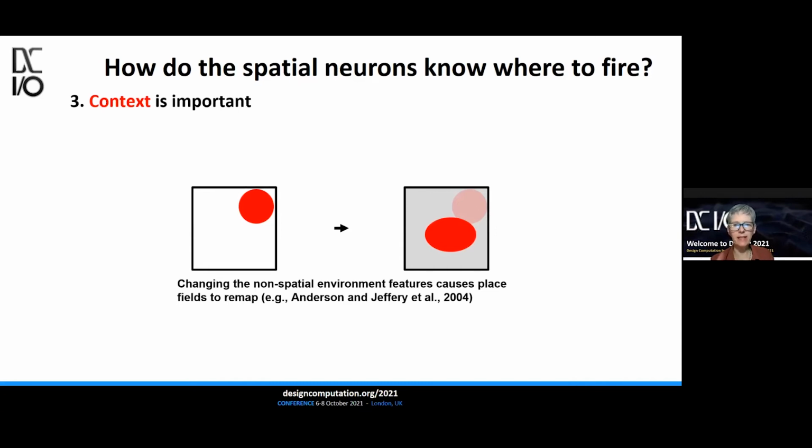You can place a rat into a container and record the place cells, and then you can take it out, replace that container with one that's identical but a different color or different in smell or something like that, and put the rat back, and the place cell will, what we call, remap. It'll do something different, as you can see here.